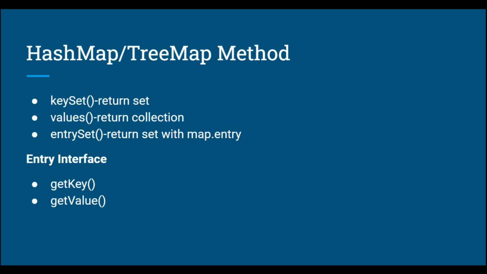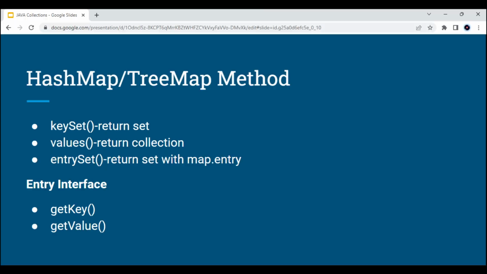We have to use the Entry interface to retrieve data in that format. We can use that in the future also if you want to check that a key is equal to something and then return its value. So we have to use that Entry interface. So this is all about the theory. Now we are going to see the practical.